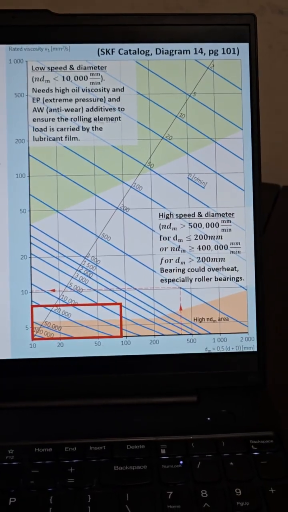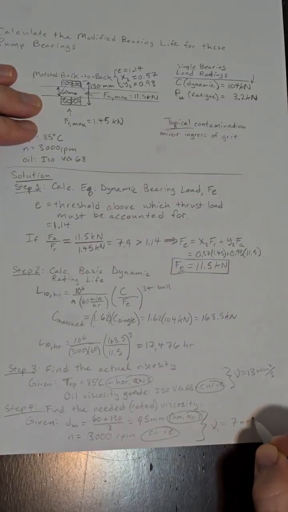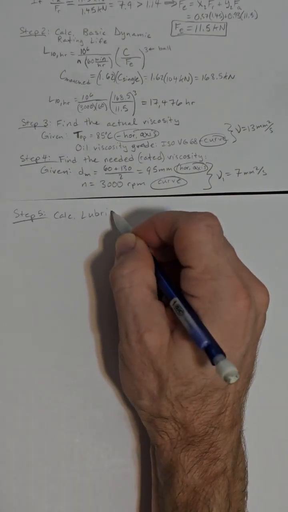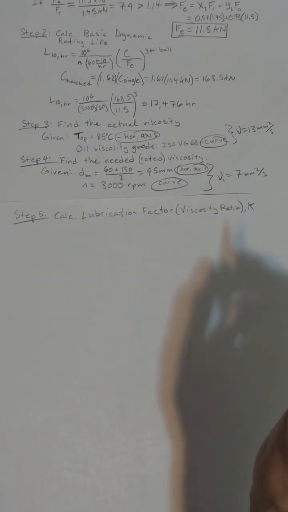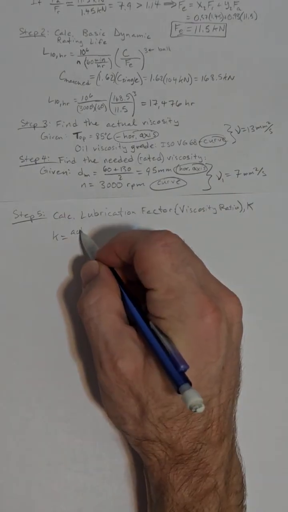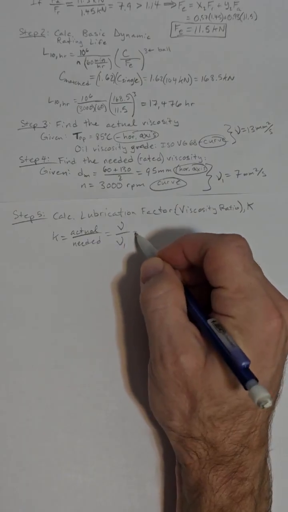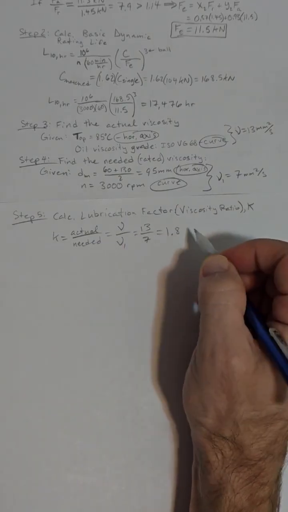So we're going to take this value of 7 and go back to our calculation. Here the rated viscosity is 7 millimeters squared per second. Now this next step is simple. Calculate the lubrication factor, which is the viscosity ratio, kappa, where kappa is the actual over the needed. So that's eta over eta1, and we got 13 over 7, so that equals 1.8.